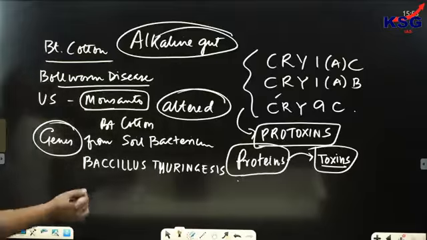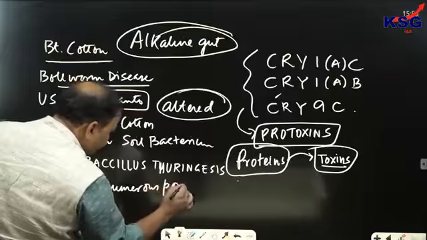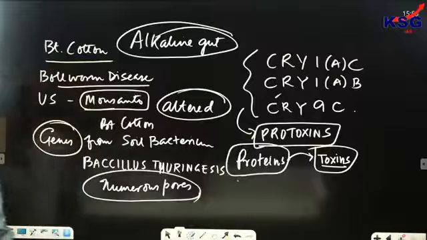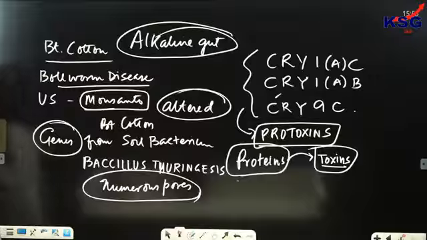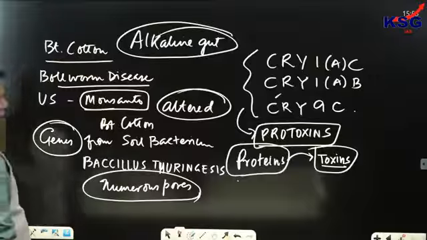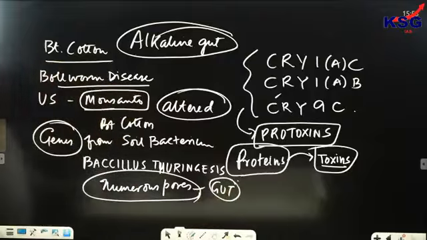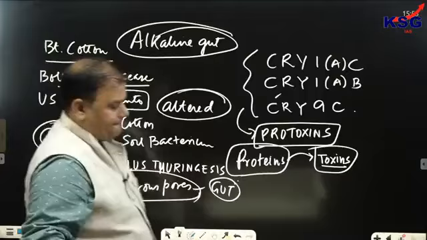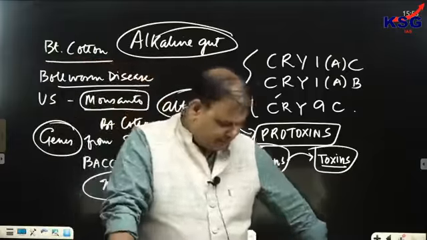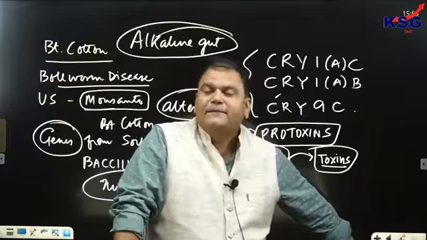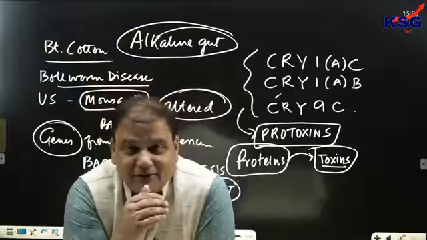Forming numerous spores on the walls of the gut, due to which the insect dies. Clear?